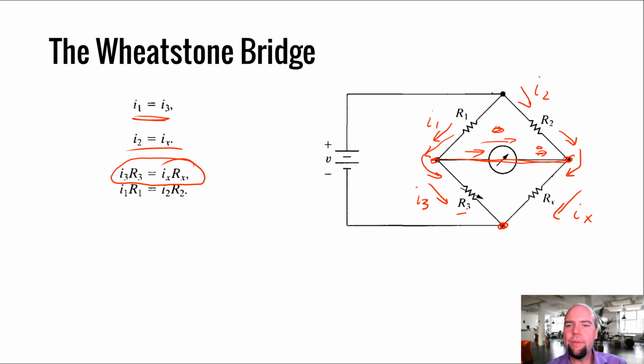And the same is true for the top side. This node is 1 voltage, and the voltage of this node and this node has to be the same. So this voltage drop and this voltage drop have to be identical to each other. So that's what's going on here as well.